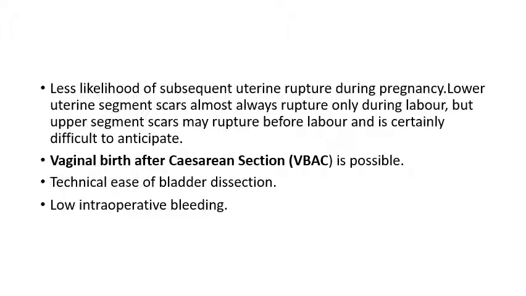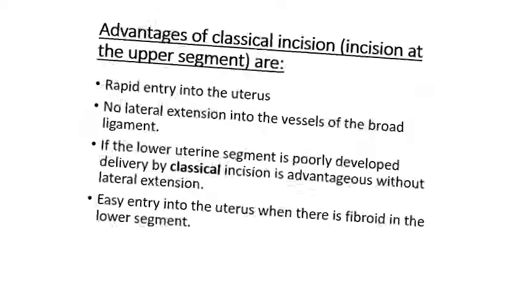VBAC is possible, vaginal birth after cesarean, especially if it meets certain indications, such as the baby's weight being less than 3.5 kg, the presentation should be what? Head presentation, these kinds of things. And it must not have been a previous classical cesarean section. So once you meet the criteria for a VBAC, then you can go ahead. Technical ease of further dissection and lower intraoperative bleeding.